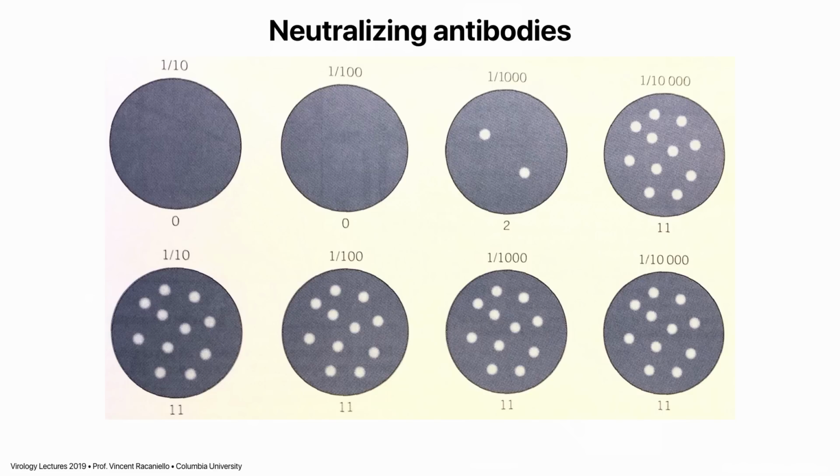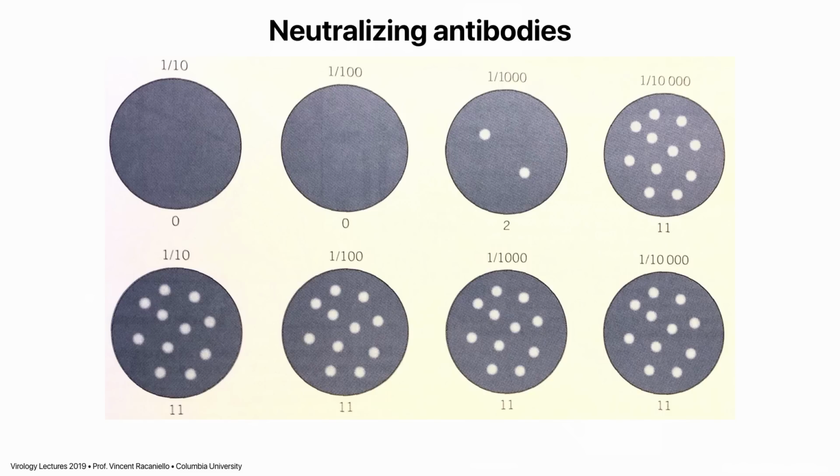So 1 to 10, very concentrated serum. 1 to 100, 1 to 1,000, 1 to 10,000. So you can see plaque formation is prevented at the higher concentrations, lower dilutions of anti-serum or serum. The controls are at the bottom. We are not adding any, we're probably adding serum from an unimmunized control animal, so you want to have the same serum proteins added to the virus. You can see there's no neutralization. There's no blocking of plaque formation.